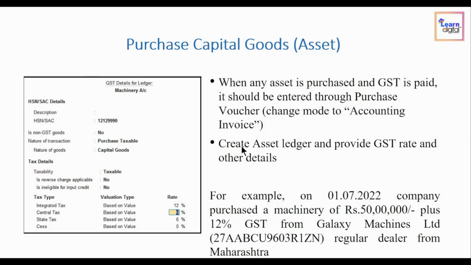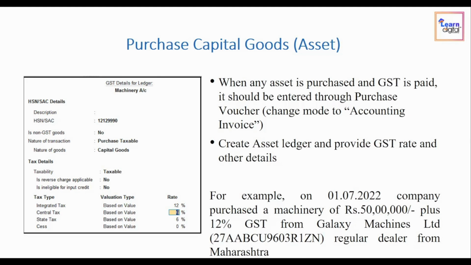And the second thing, create the asset ledger, provide GST rate and other details. Generally what we do, we provide the GST rate to the goods. But now we are purchasing an asset, so in that case, we will provide the GST rate to that asset only. Now, the example: on 1st of July, the company purchased machinery of rupees 50,000 plus 12% GST from Galaxy Machines Limited. The GST number starts with 27. The dealer is a regular dealer from Maharashtra. So this is what the transaction is.